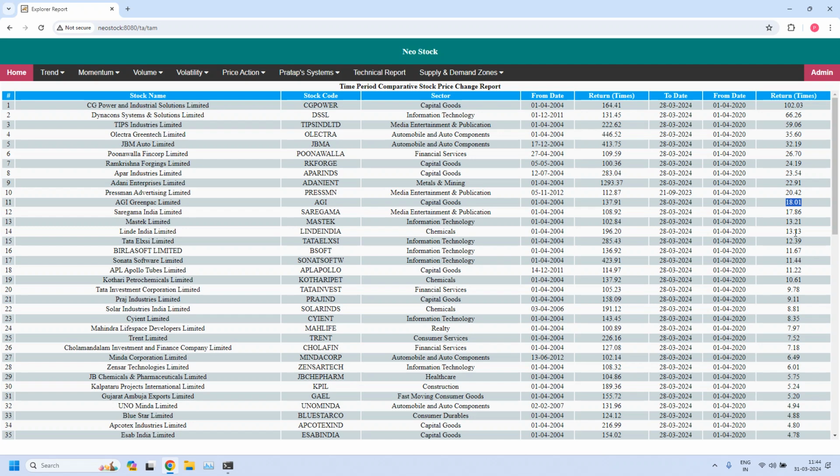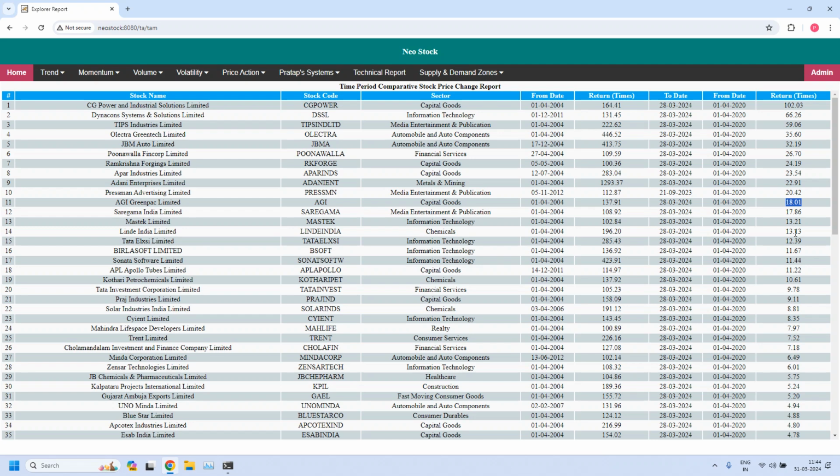But that is not good enough, that is not sufficient. Fundamentally also you should study how good these stocks are. Because if you want to invest in stocks for the next 10 years or 20 years, you have to do a lot of study. This is only just a starting point.